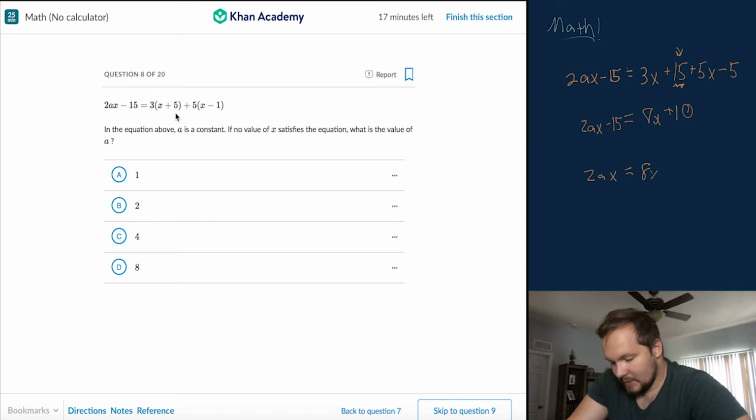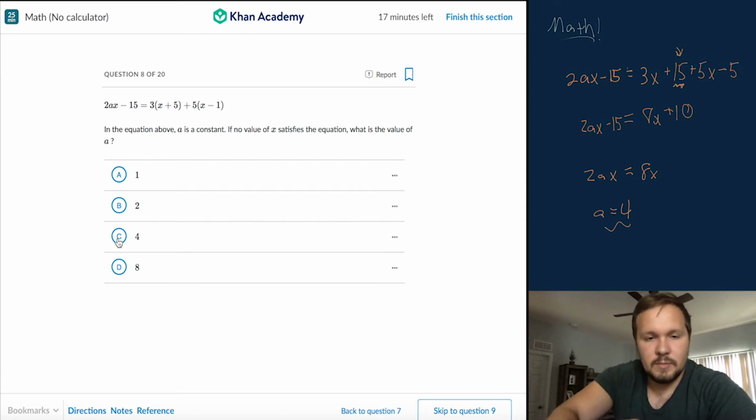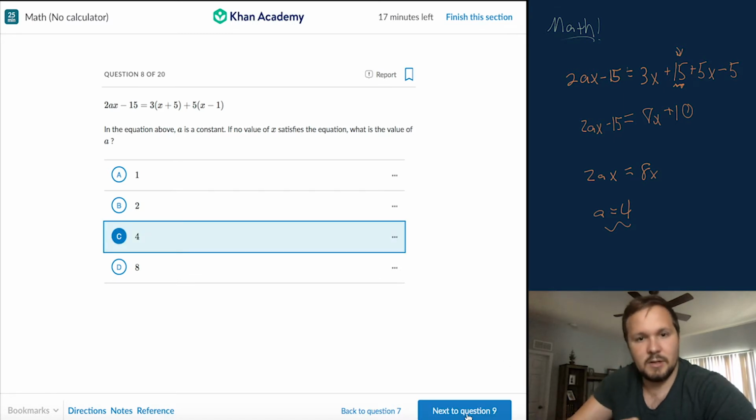All right, to make this have no solution, we just need to have the same coefficient here as we have here, so that means that a has to equal 4, because 4 times 2 is 8. It's just having a little trouble registering, but it's okay.